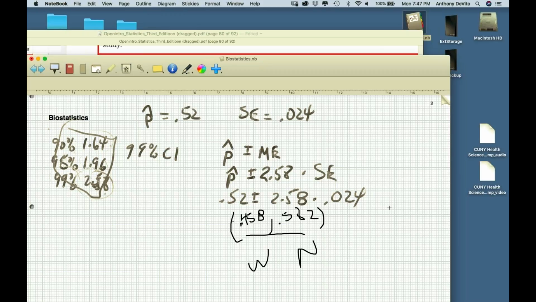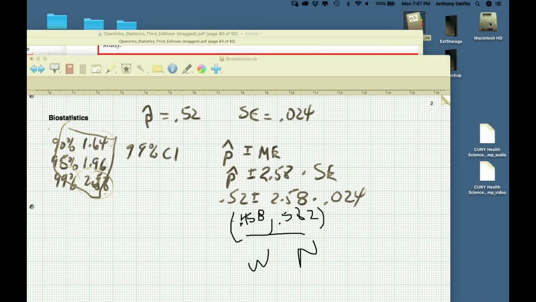Would my 95% confidence interval be wider or narrower than this, our 99%? You guys want to take a hit at that? Let me know what you think. Would our 95% or 90% confidence be wider or narrower? Exactly. It would be narrower.